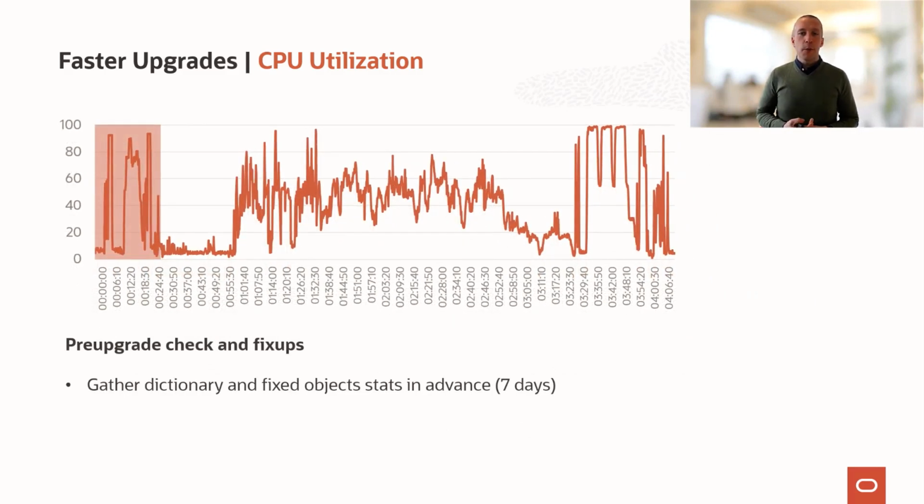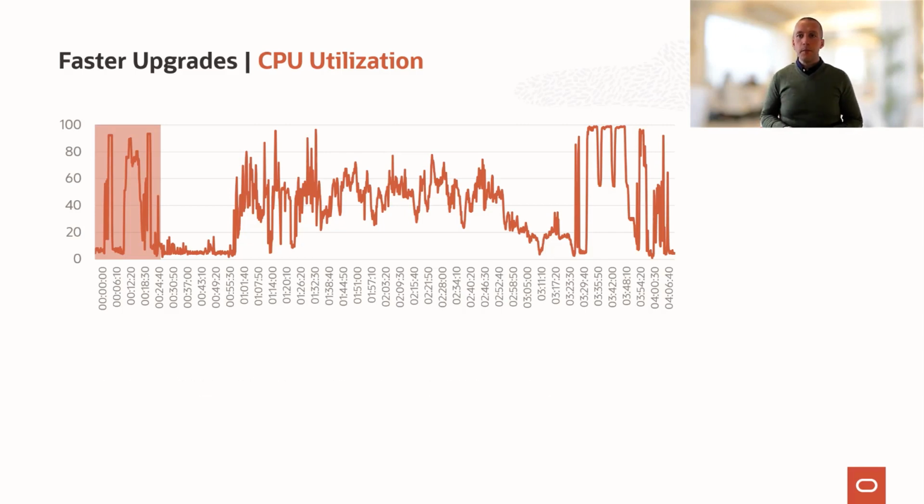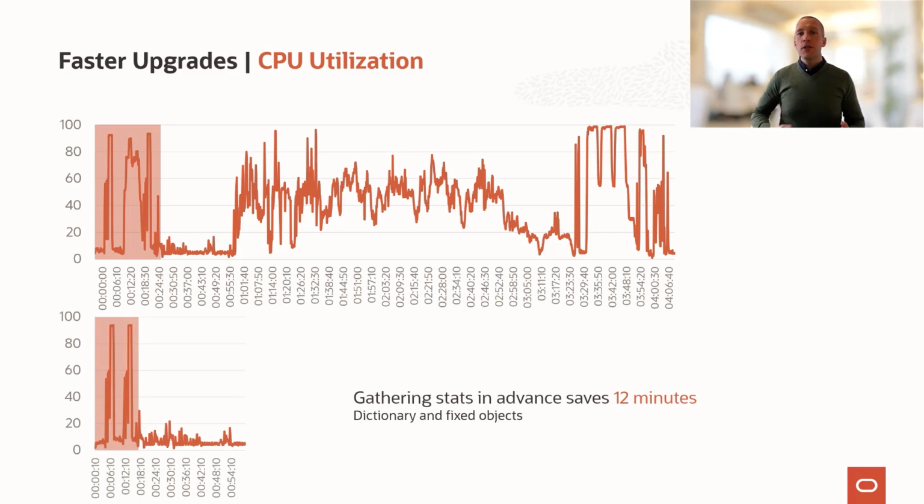The first part of the upgrade is pre-upgrade checks and fix-ups. In this phase, we have to gather dictionary and fixed object statistics in CDB$ROOT and in all of the PDBs. And that's really a lot of work. So our recommendation is that you gather those statistics in advance. You can do it up to 7 days before the upgrade. And if you do that, AutoUpgrade will simply skip gathering stats during upgrade. What is the effect? Well, we could save 12 minutes of downtime just by gathering stats in advance. So 12 minutes is good, but it's not enough.